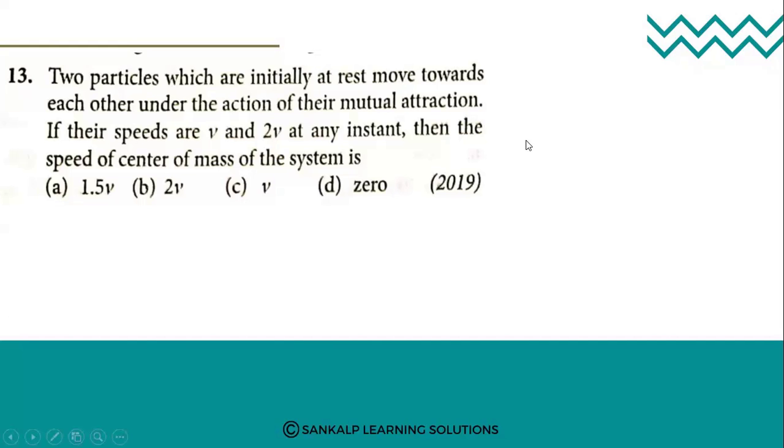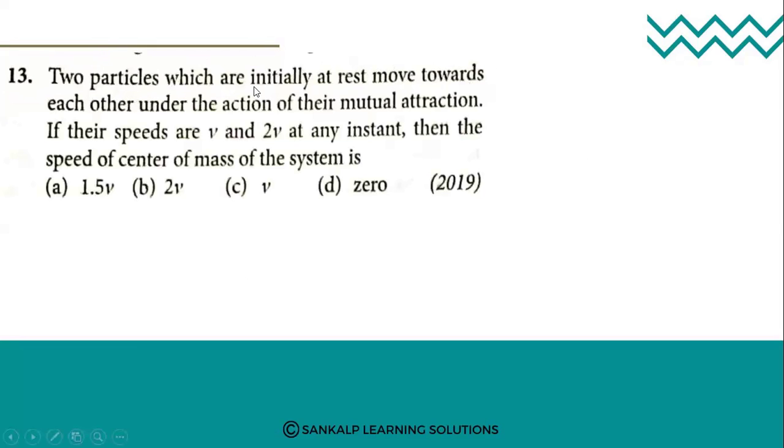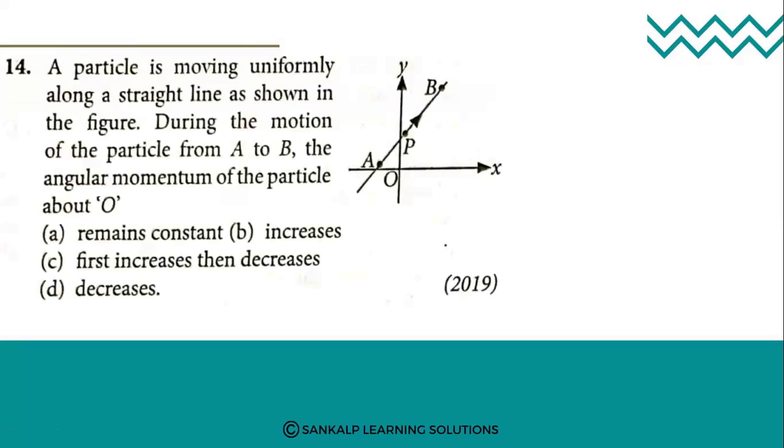Option C, option D. See, no external force acts, so the speed of the center of mass will be 0. When two particles which are initially at rest move towards each other under the action of mutual attraction, both have different velocities, but the speed of the center of mass will be 0. So it does not depend on that. The center of mass speed does not depend on the velocities. Okay, option D is the right answer.